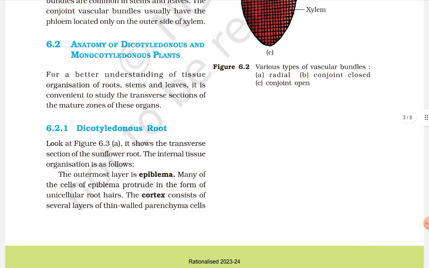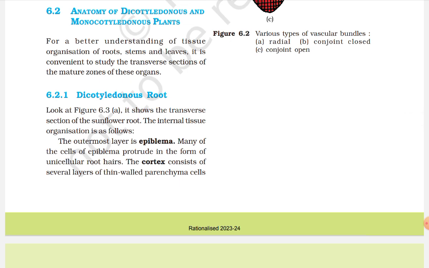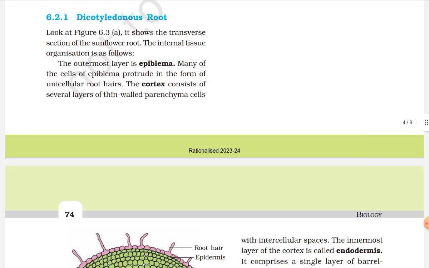Anatomy of dicotyledonous and monocotyledonous plants. For a better understanding of the tissue organization of root, stem, and leaf, it is convenient to study the transverse section of the mature zones of these organs. Dicotyledonous roots. Look at figure 6.3a. It shows the transverse section of a sunflower root.